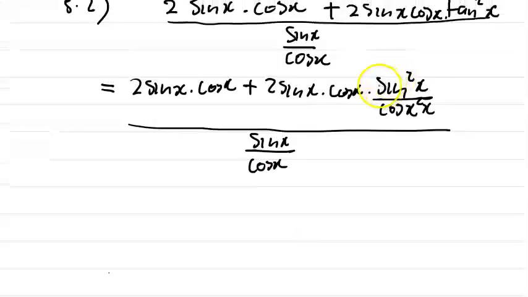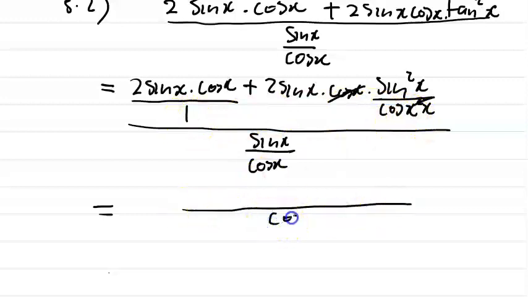As you can see here, you can cancel this cos x with 1 cos x from the bottom there. Now remember that this is 2 sine x cos x, you can write it over 1. So the concept of LCD exists here. Remember that my LCD on the top here is going to be 1 times cos x, which gives me cos x. So I'm going to write that down. My LCD for my numerator is going to be cos x.